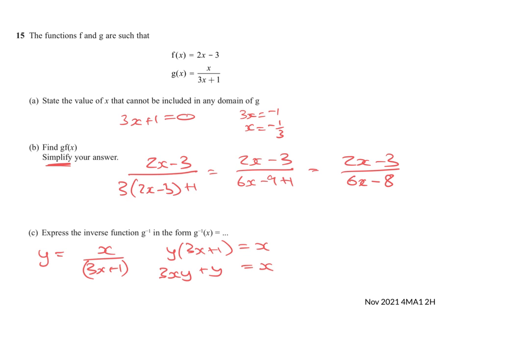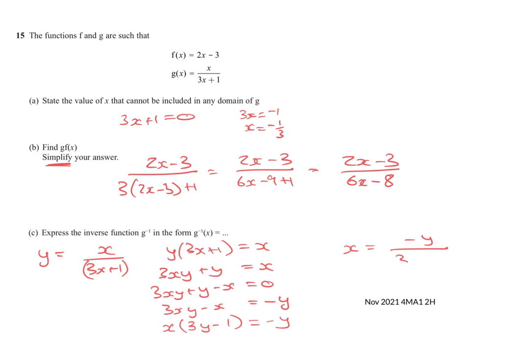Then we collect the x terms to one side. So we get 3xy plus y minus x equals 0, and move the non-x terms to the other side: 3xy minus x equals negative y. Then we factorize, so x comes out: x(3y minus 1) equals minus y, and then finally we divide by the bracket. So we would say x equals minus y over 3y minus 1.